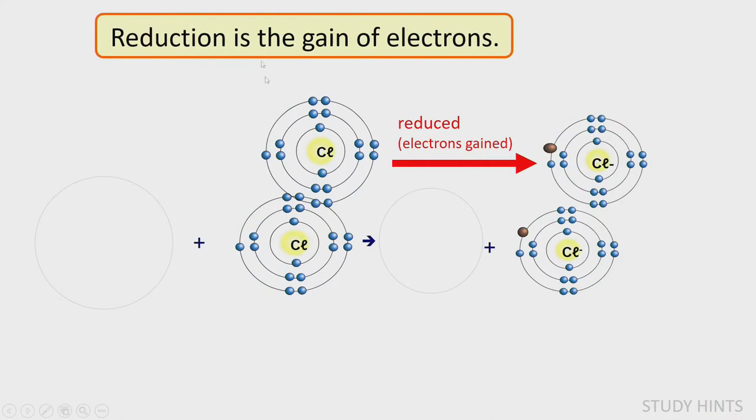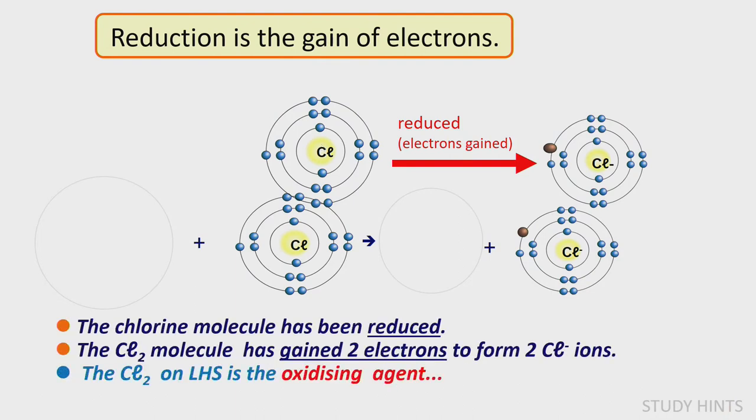We were in the Western Cape, and that is that chlorine is reduced. So if we say that the chlorine molecule has been reduced, that means the Cl2 molecule has gained two electrons from magnesium, I might add, to form two chloride ions. Chloride, why? Because each one is negative now, because negative means I've got more electrons now than I had before. And chlorine is the oxidizing agent.